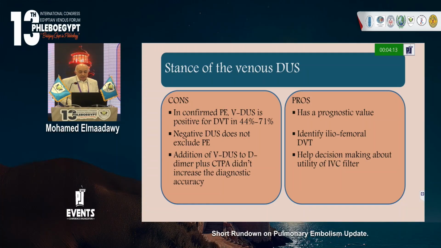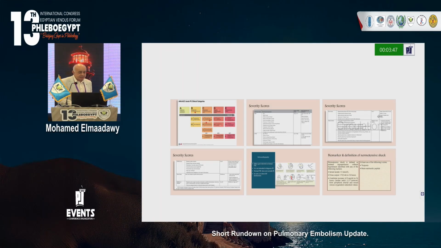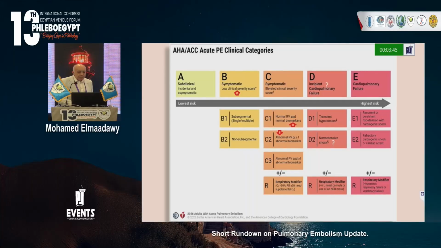But it has advantage because it has a prognostic value. It has been found that patients with DVT, with positive D-dimer and CTPA positive, have higher mortality than patients who do not have DVT with pulmonary embolism. Also to identify the iliofemoral DVT that could be treated accordingly, and also help decision making about the filter insertion in such cases.